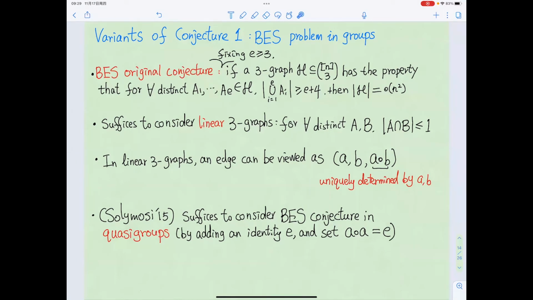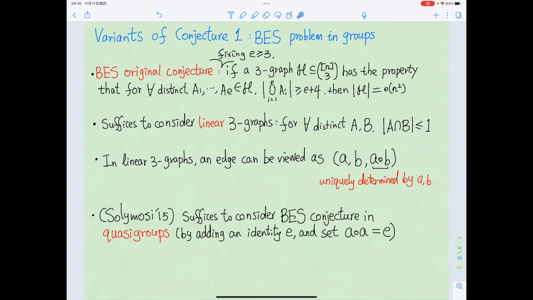So if a three-graph is linear, then its edge can be viewed as the following triple. For the first two vertices A and B, we can put the third vertex in this edge as some function uniquely determined by A and B, and we can denote it by A circle B. This function is uniquely determined by A and B because it's a linear three-graph.